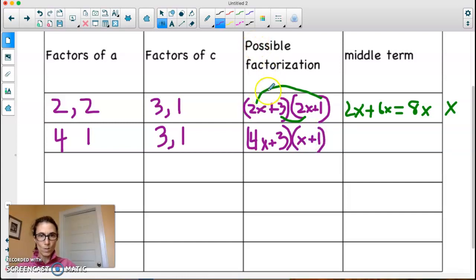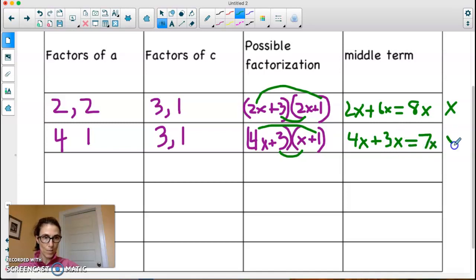All right. So now we're going to check the outer terms times the inner terms. 4x times 1 is 4x, plus 3 times 1x is 3x. So that gives us 7x. That does not give us the right middle term, so we'll put an X mark there.